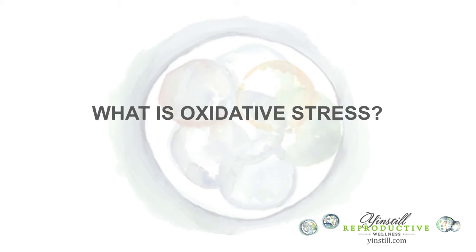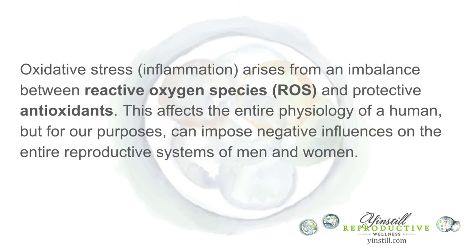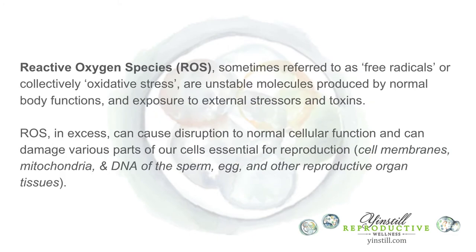So what is oxidative stress? Oxidative stress or inflammation arises from an imbalance between reactive oxygen species, or ROS, and protective antioxidants. This affects the entire physiology of a human, but for our purposes here, can impose negative influences on the entire reproductive systems of men and women.